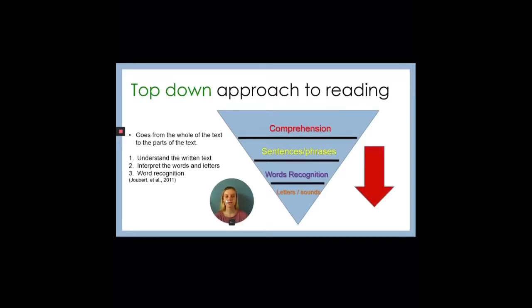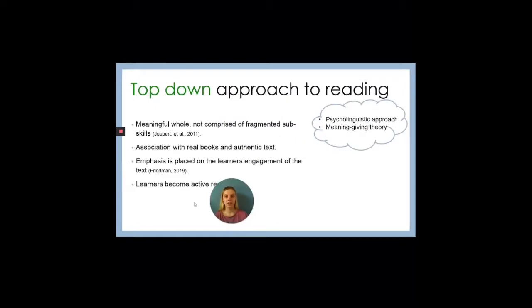The steps when using this approach are understand the written text, interpret the words and sentences and letters, and then word recognition. The top-down approach to reading is also known as the psycholinguistic approach, as well as the meaning-giving theory. It is known as the meaning-giving theory because this whole approach revolves around the fact that reading is meaning, for the readers to interpret meaning from it. This approach sees reading as a meaningful whole and not comprised of fragmented sub-skills.